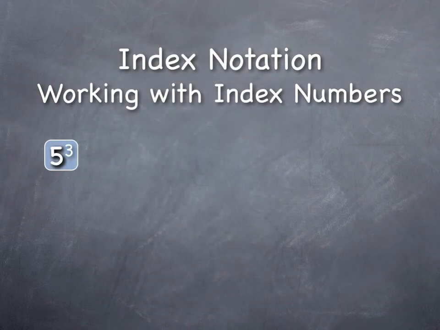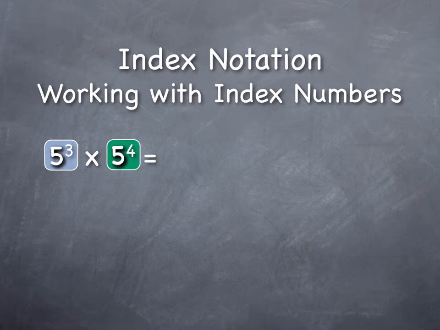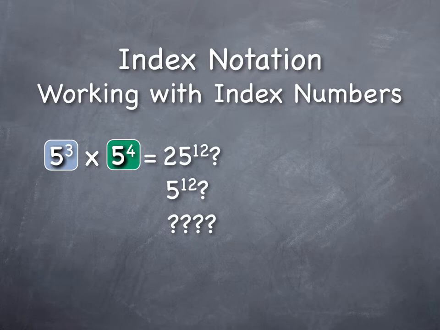So let's say I have 5 to the power of 3, and I want to multiply that times 5 to the power of 4. How do I work with those? How do I combine these two numbers? Is that going to be 5 times 5 and 3 times 3 so that I end up with 25 to the power of 12? Maybe if we think about it, we say, well, the base number is 5, so it's something about always being 5. So maybe we keep it 5, but it's 3 times 4, so it's 12. Or maybe it's something completely different. What is that going to be?